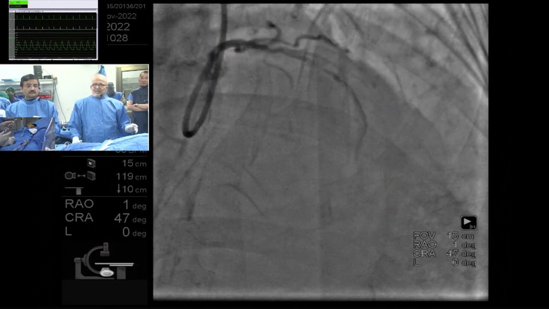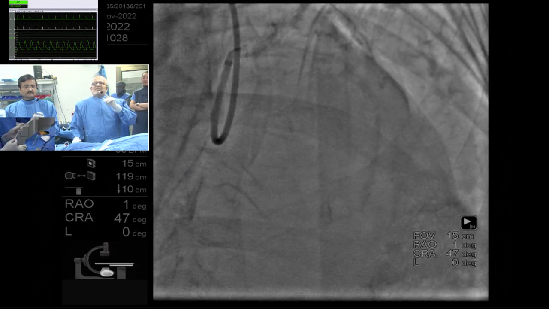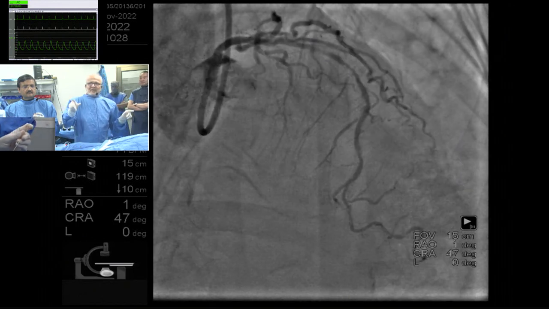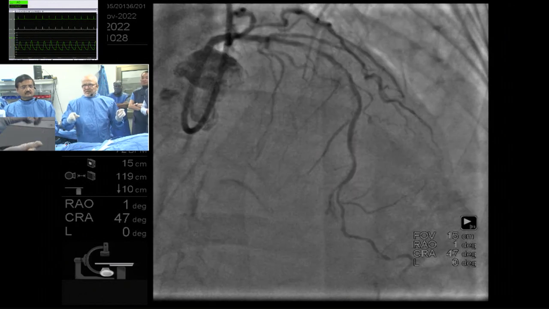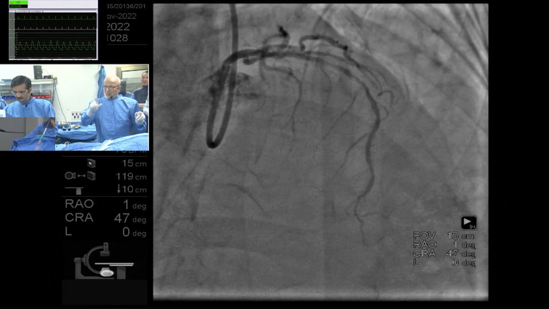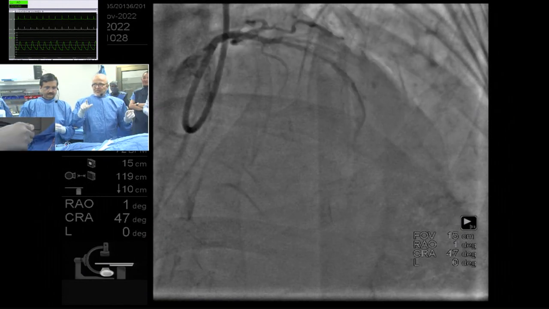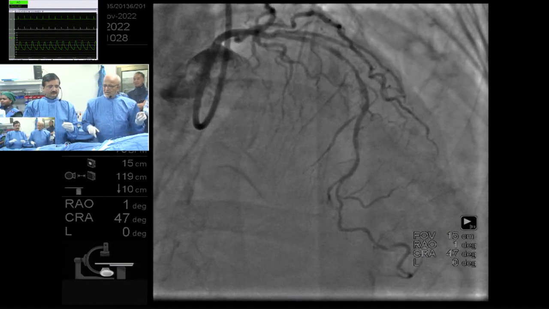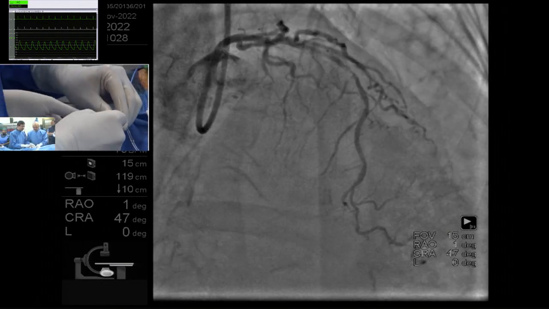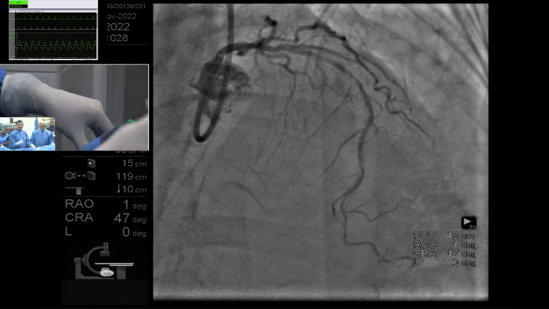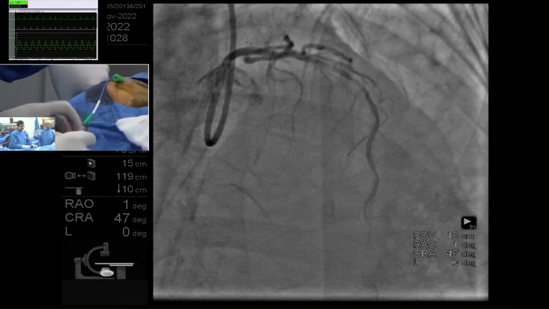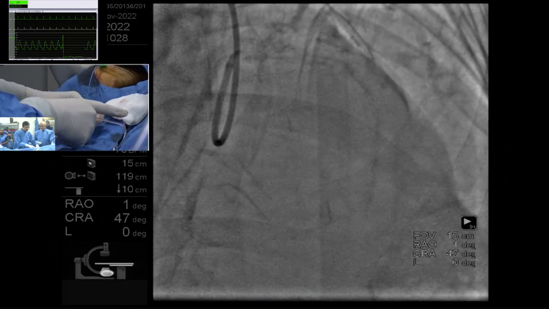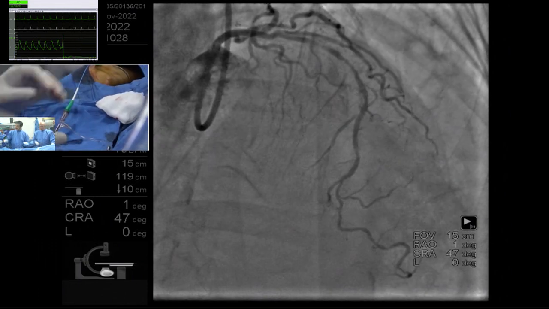My plan is, because I can even thread the rota wire straight, but there are many young guys and I don't want wrong signals to go to them. So I am not using the rota wire straight away. I am using Fine Cross and a Runthrough to start with, and then I will exchange it for the rota wire, because rota being an uncoated wire, at times it can get trapped in the calcium, trackability can be a problem, and 1-to-1 torque is an issue.